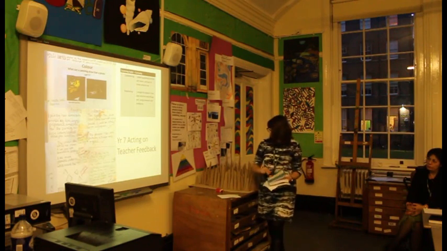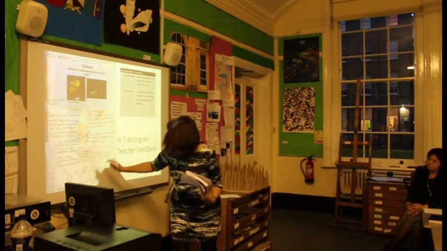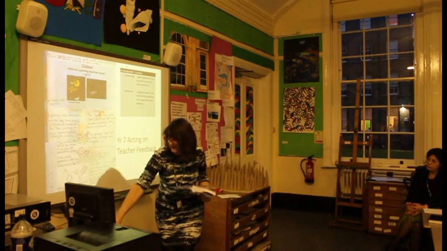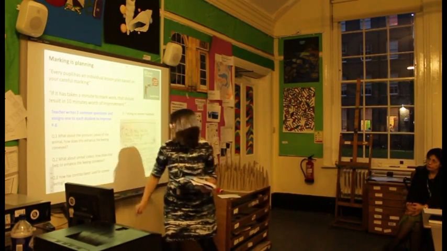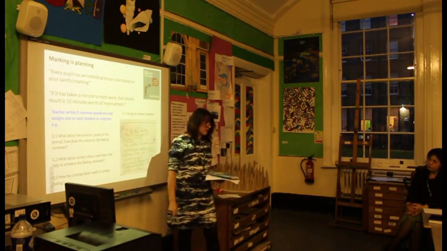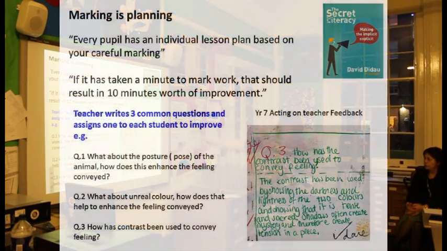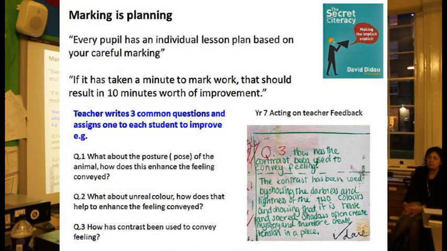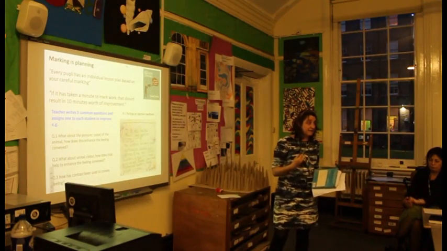So that's what I tried. My 3 questions, this child had question 3 that she had to act on, and I had these 3 questions on the board. Depending on what question I'd written in their book, that was the one that they had to go back and act on. So what about the posture of the animal? How does this enhance the feeling conveyed? What about unreal colour? How does that help to enhance the feeling? How has contrast been used to convey feeling?